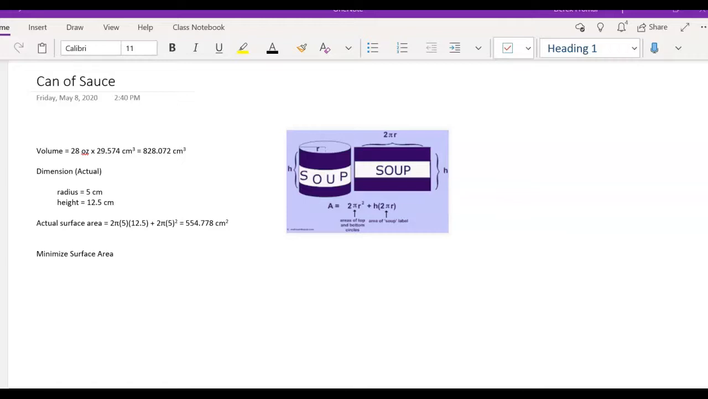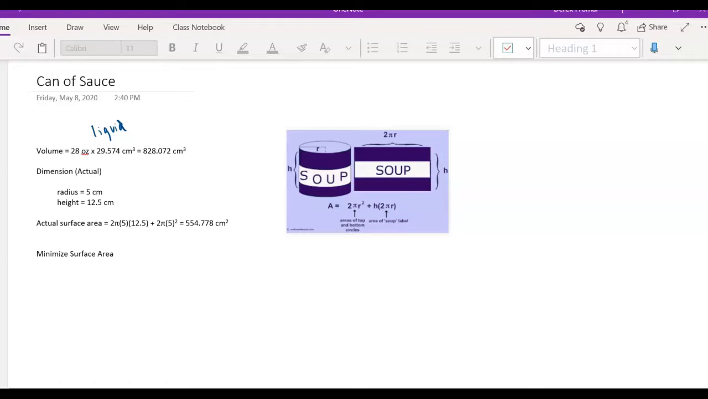We're going to use this to find the minimal surface area to actually contain that 28 ounces of pasta sauce. So you're going to see that we've taken the 28 ounces and multiplied it by the liquid conversion. It's a slightly different value than the dry conversion, and therefore our volume is now 828.072 cubic centimeters. I used the ruler to find my radius and my height. Originally the radius was 5 and the height was 12.5.